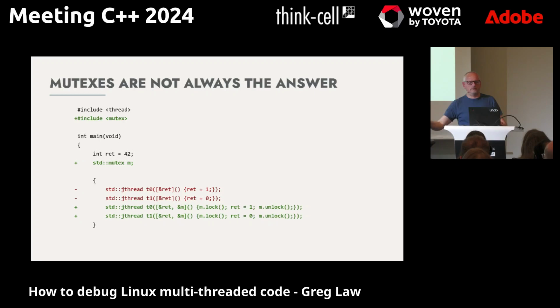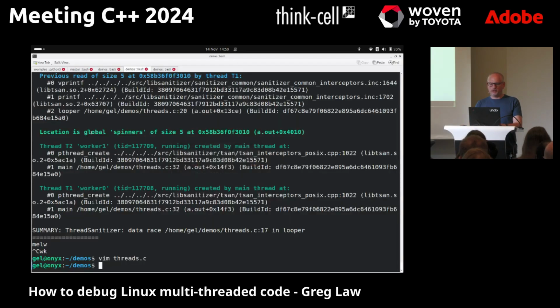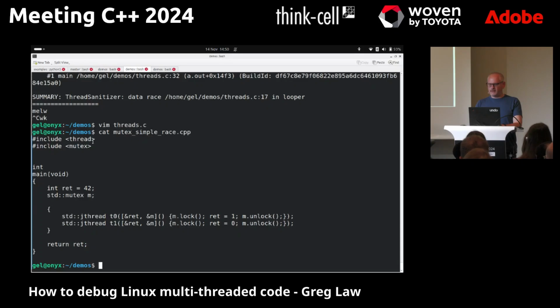So if you've got a race condition, let's just add mutexes until it goes away, right? And obviously, it's not quite so simple. So here's a change to the program that I just showed, and I've got a version of it. I think I've called it that, yeah. So here we are. So let's compile that.